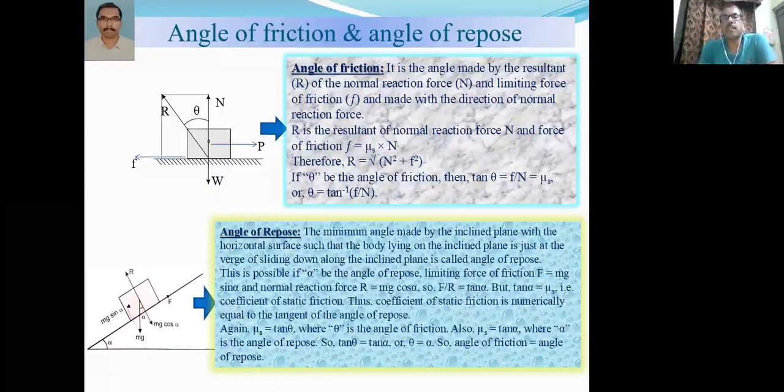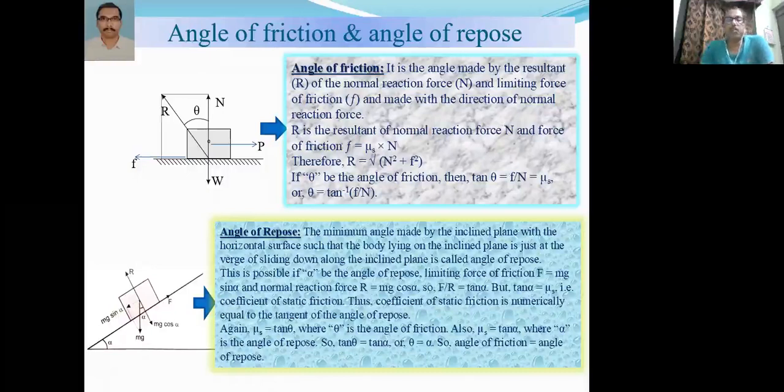If R is the resultant of normal reaction force N and force of friction F, which is equal to mu s into N, then R can be written as root over N square plus F square. If theta is the angle of friction here, then we can write tan theta equal to F by N, and that is also equal to mu s, or theta equal to tan inverse F by N. So we get that the angle of friction equals tan inverse of F by N.